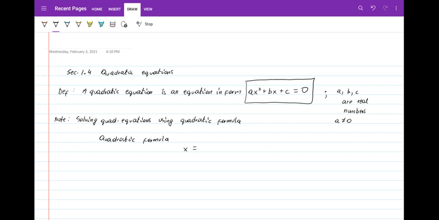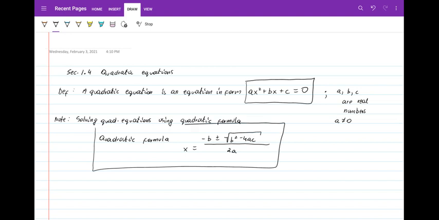x equals negative b plus minus square root of b squared minus 4ac, divided by 2 times a. Any quadratic equation can be solved with the quadratic formula. Just remember, if you want to use the quadratic formula, you will leave your quadratic equation in standard form, which means you only have a 0 on the right side.